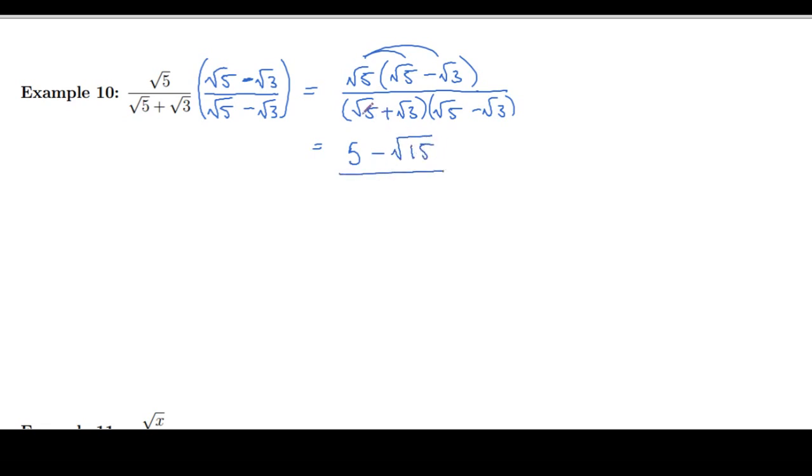And in the denominator, we're going to do first root 5 times root 5 is 5. Root 5 times minus root 3, so that's minus root 15. And then we'll have plus root 15. And then we'll have minus root 3 times root 3, which is minus 3. So you see that these cancel, they're negatives of each other. And so we have 5 minus root 15 divided by 5 minus 3 is 2.